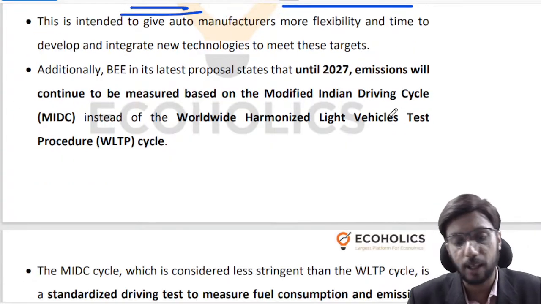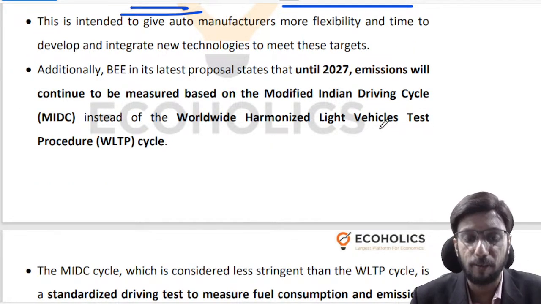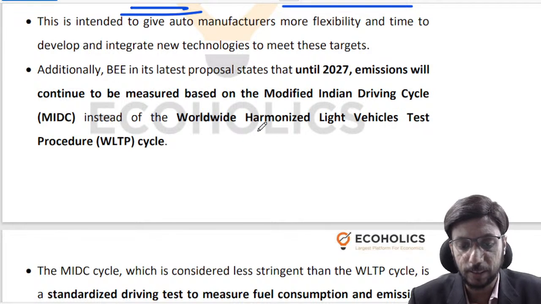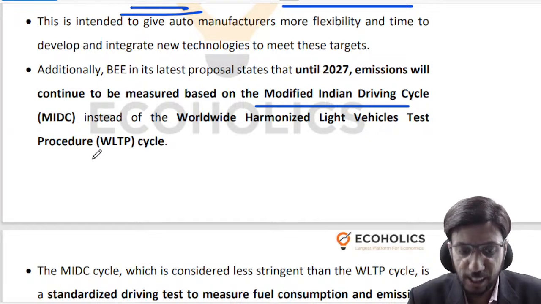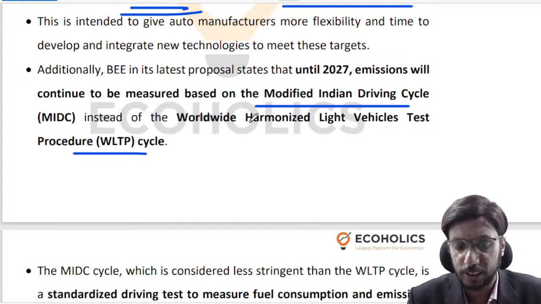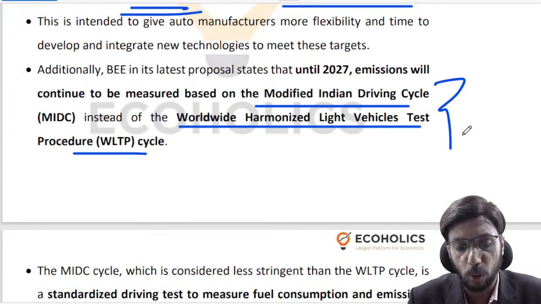Another very important update over here is that there are two, again, very technical terms that are floating around. One is called MIDC, and it's not Maharashtra Industrial Development Corporation, in case you're thinking like that. It is Modified Indian Driving Cycle. That is what MIDC stands for. And then there is WLTP, which is Worldwide Harmonized Light Vehicles Test Procedure Cycle. Right. So what are these MIDC and WLTP cycles?